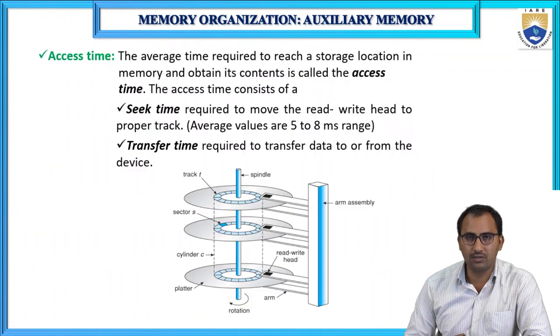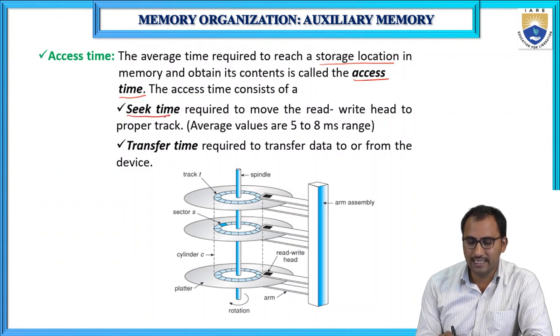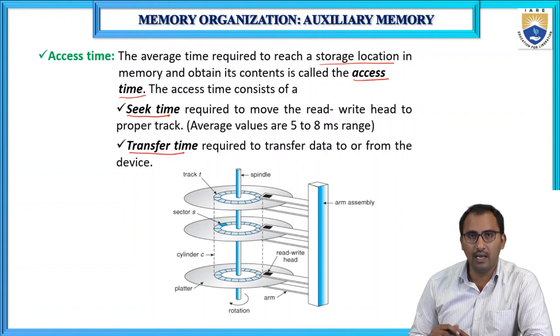And coming to the second characteristic of the memory, that is access time. So what is access time? Access time is the average time required to reach a storage location in memory and obtain its contents. This access time consists of two timings: the first one is seek time and the second one is transfer time. By combining these two times, we get the access time.